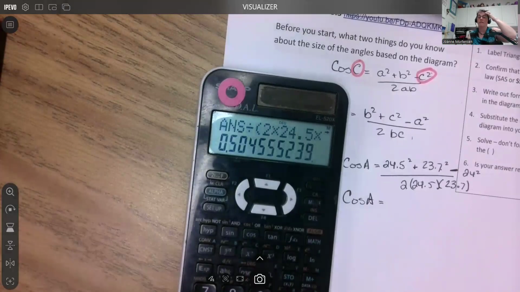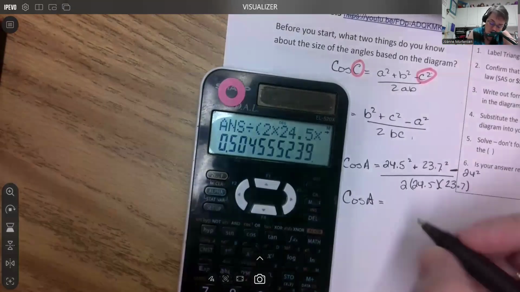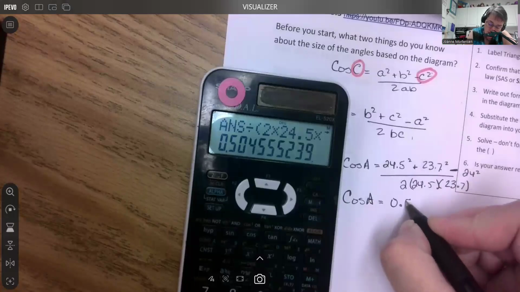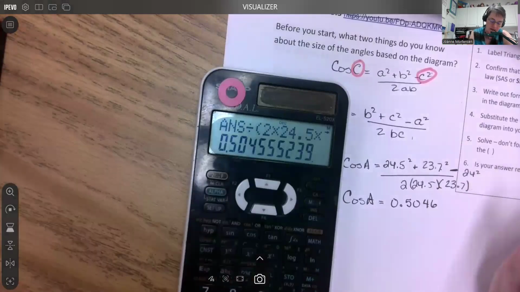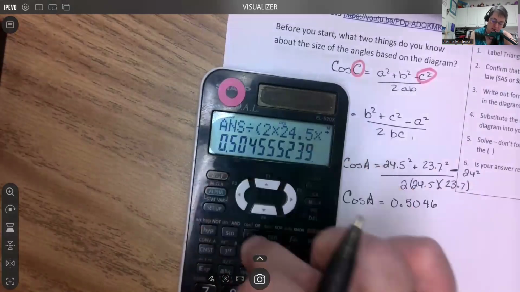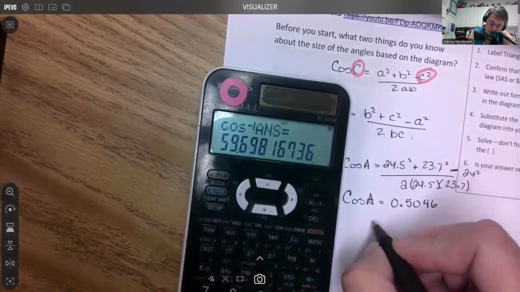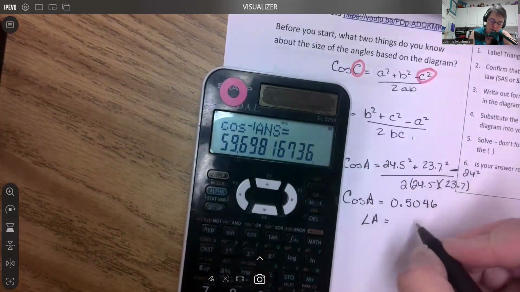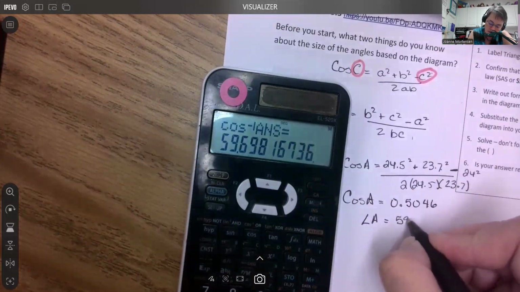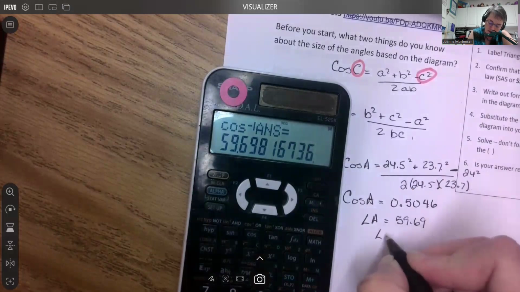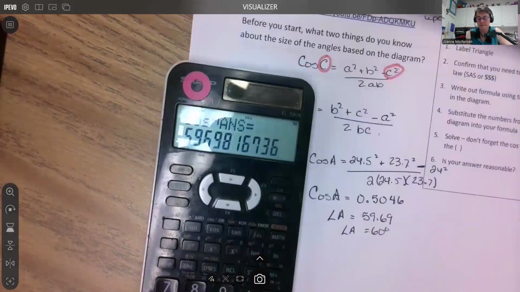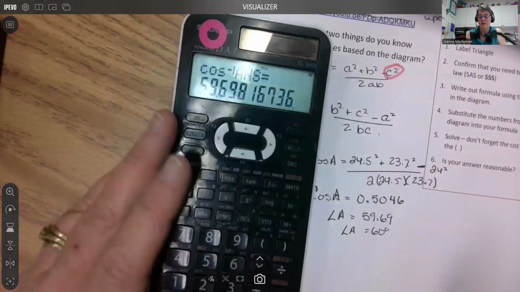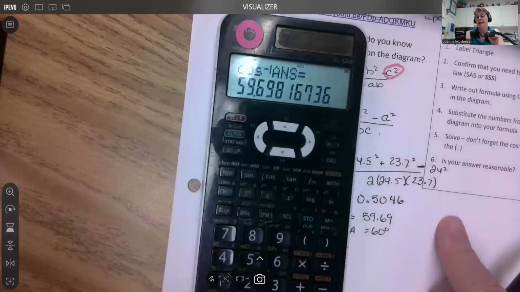It worked. Okay. So 0.5046 if I round. And before I lose this, I'm going to do my shift cos. So angle A is 59.69. Angle A is equal to about 60 degrees. Okay, so over here, this is what I'm going to write. I'm going to write the punching I need to do for my calculator. Yours might be slightly different.